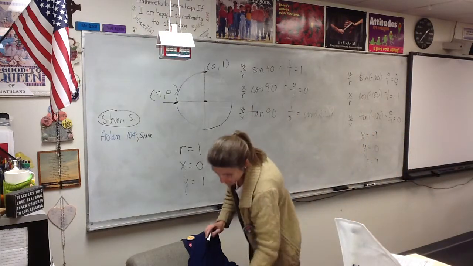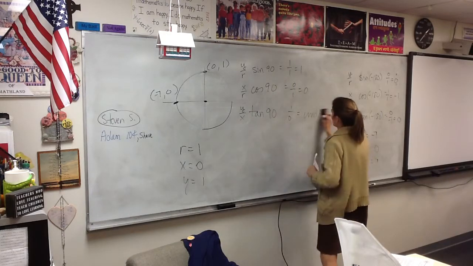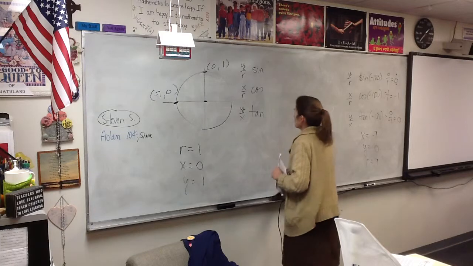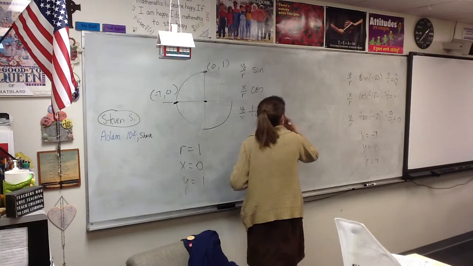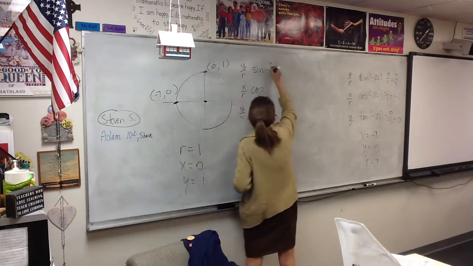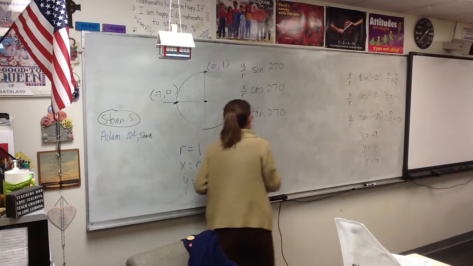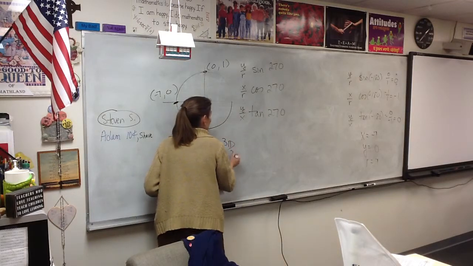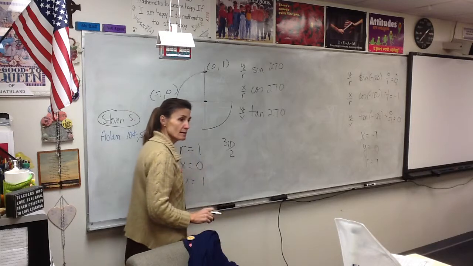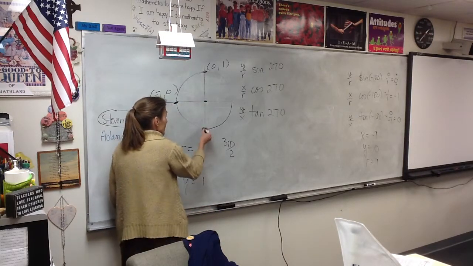All right, let's do one more. 3 pi over 2. What about 3 pi over 2? What's that? 270. Now she did that awfully fast. Pi is 180, divided by 2 is 90, times 3 is 270. She's right. And that angle is right here.